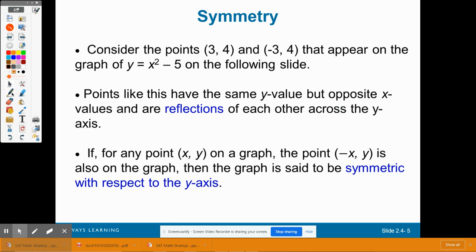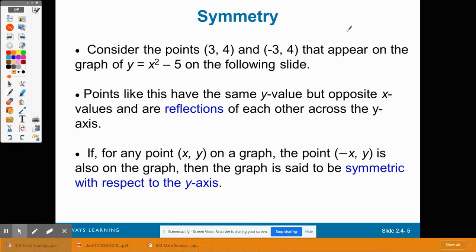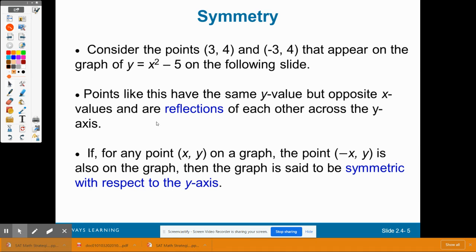Okay, how about these next 2 points? What if you have (3, 4) and (negative 3, 4)? Well, let's see here. (3, 4) would be up here, (negative 3, 4) should be up here. Now we're talking about y-axis symmetry. They reflect over the y-axis. And if (x, y) is on a graph, then (negative x, y) is on the graph. And these can be functions.